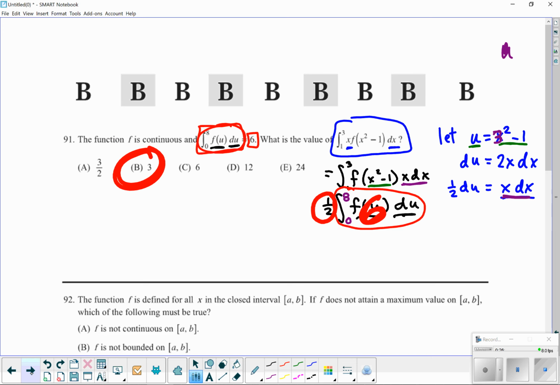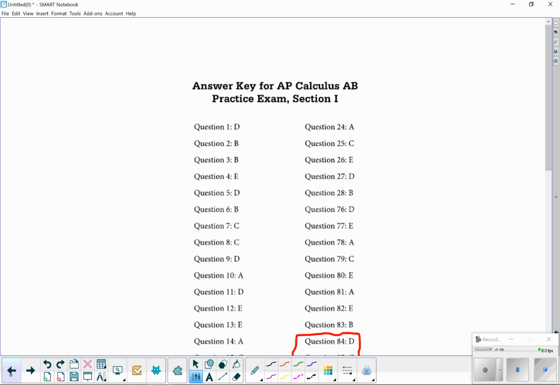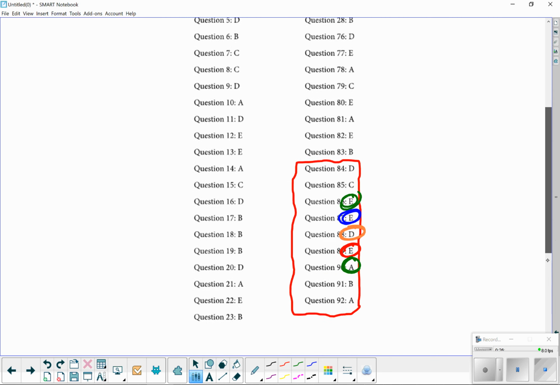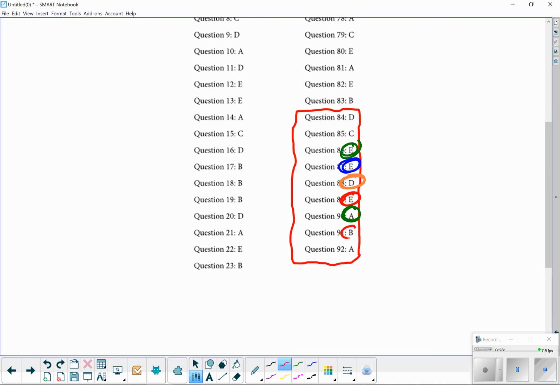I thought that was pretty cool. I would have never thought of that in my whole life. But, oh, that was number 91, should be B. Pretty cool, huh? 92 should be A.